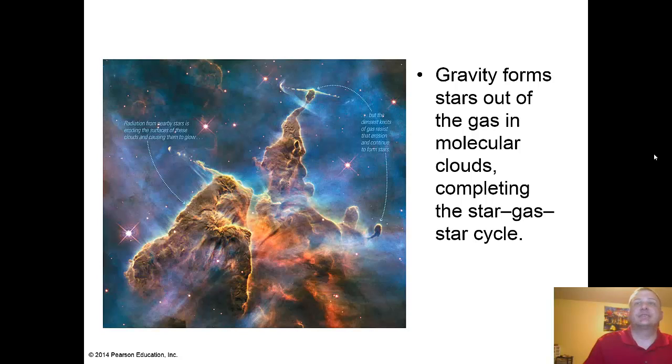Gravity forms stars out of the gas in molecular clouds, completing the star-gas-star cycle. And here is a nebula where we have these little nodules here. We call these eggs, and we call these gaseous globules. And so these are where new stars are being formed.